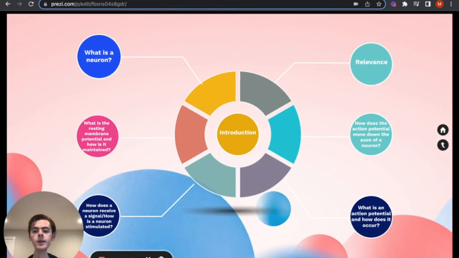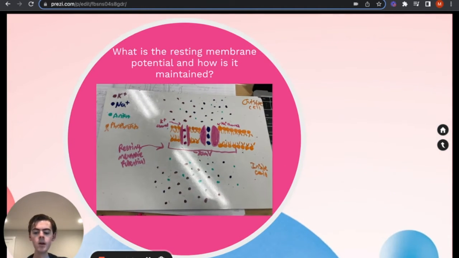Now let's move on to what is the resting membrane potential and how is it maintained. All neurons have what is called a resting membrane potential, which is about negative 70 millivolts. This means that the inside of a neuron is 70 millivolts less than the outside. This number can be attributed to the fact that there are relatively more cations, like sodium, outside the neuron and more anions, like chloride, inside.